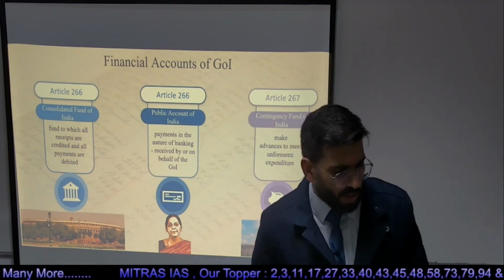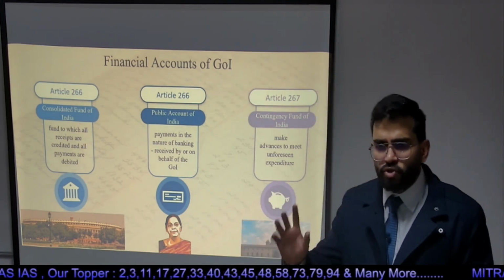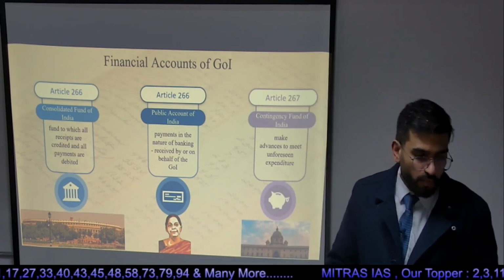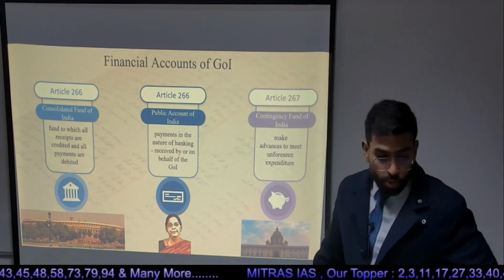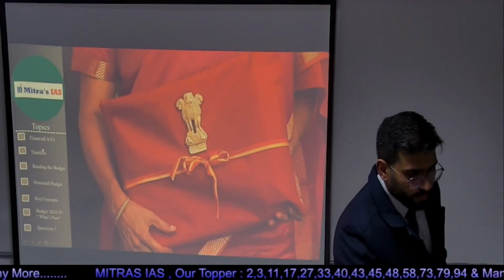But it's not a major account, but these are three economic accounts. These are three financial accounts that you, as a student of economics, as a student of civil services prep, should be aware about.